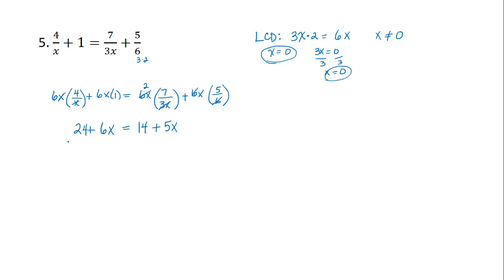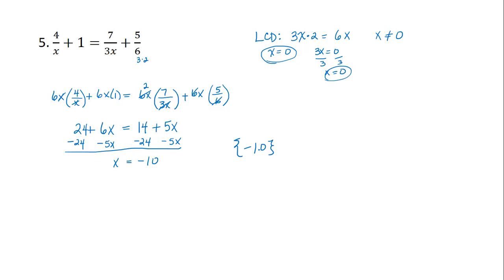So we can subtract 24 from each side, and also subtract 5x from each side. So this gives us just x is equal to -10. And -10 is not a restricted value. Therefore, our solution set is a set containing -10.